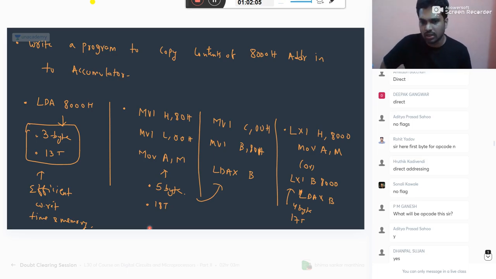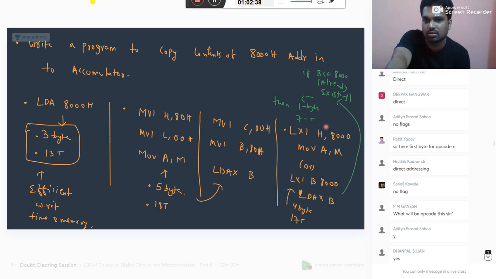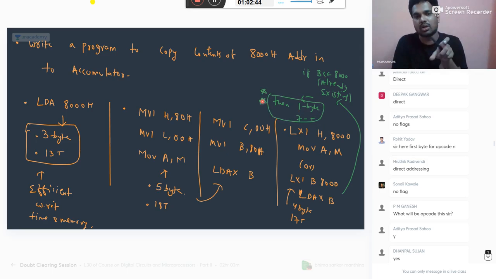Now in this case, if BC is 8000 already, that is existing, then 1 byte, how much time? What is the time for this LDAX? We have calculated LDAX, STAX. How much time? 7 states. In that case, it will be efficient. So it depends on your condition. You should choose which instruction is to be written and which is not to be written.